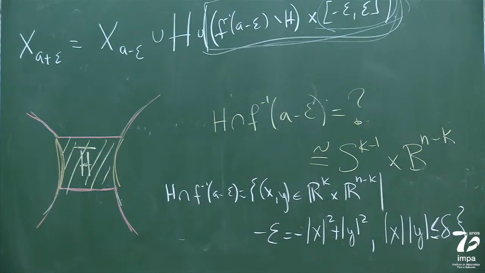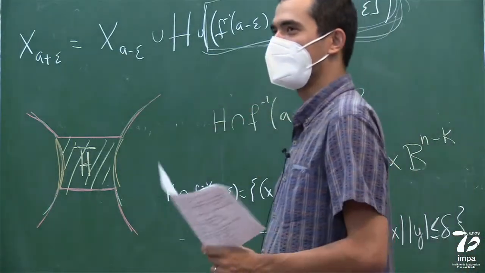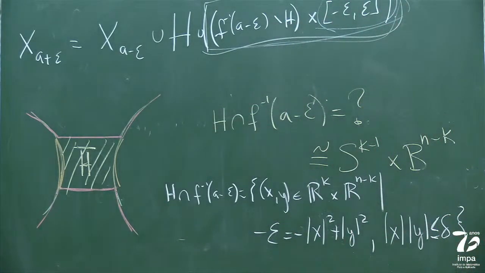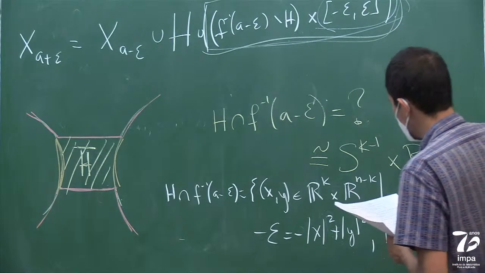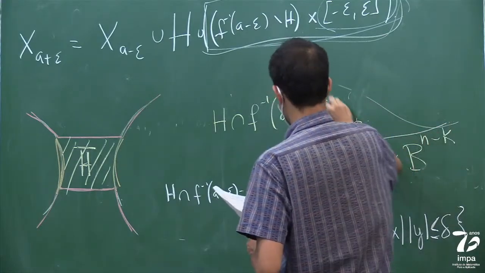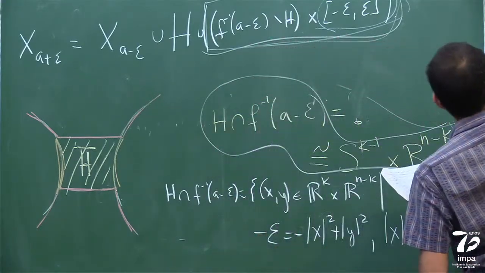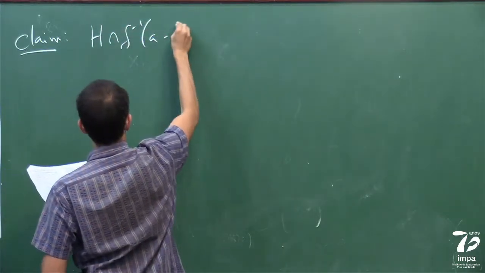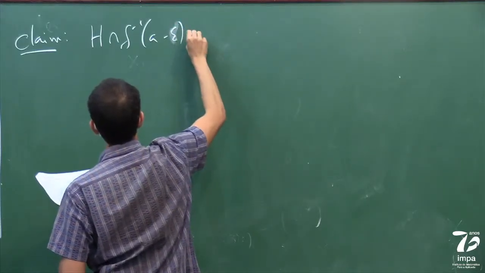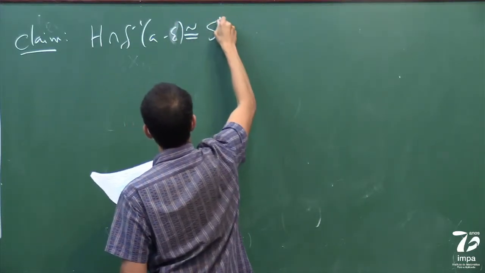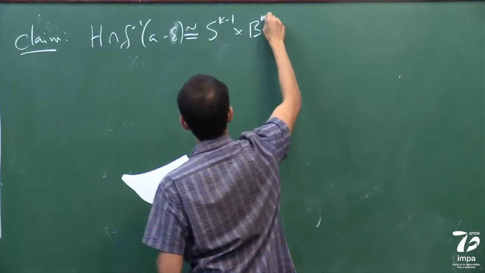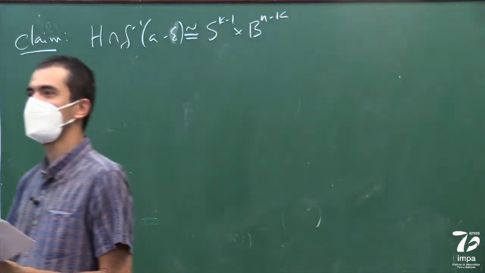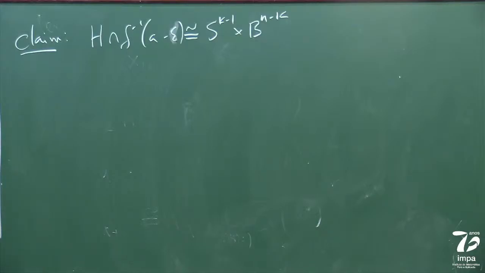I actually have prepared this pretty nicely. Usually, at first when I started explaining this, I was just hand waving. But then I actually wrote down a formula. So here's the formula to show this diffeomorphism. The claim is that this guy is diffeomorphic to Sk minus 1 times Bn minus k. So let me first wave my hands, because I think it's probably better than drawing the calculation.